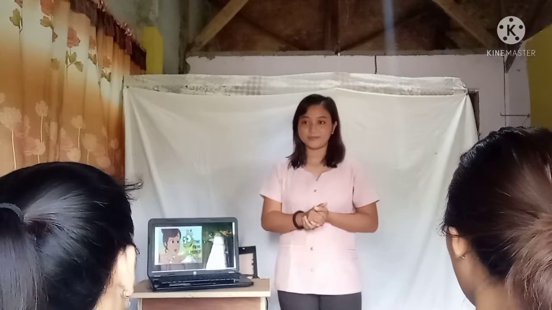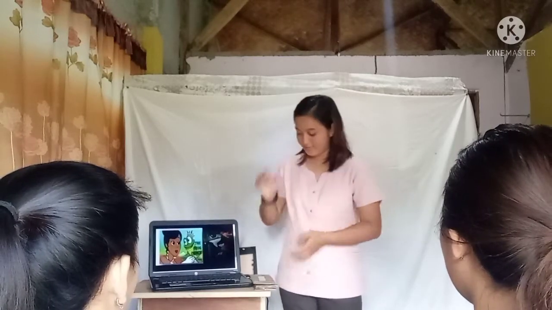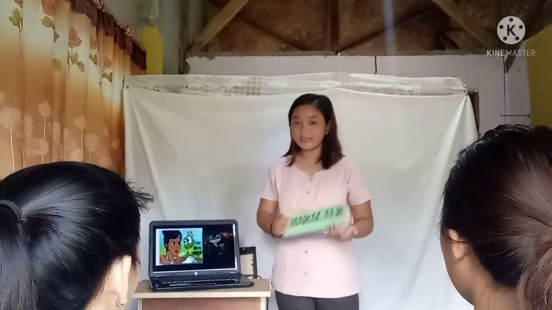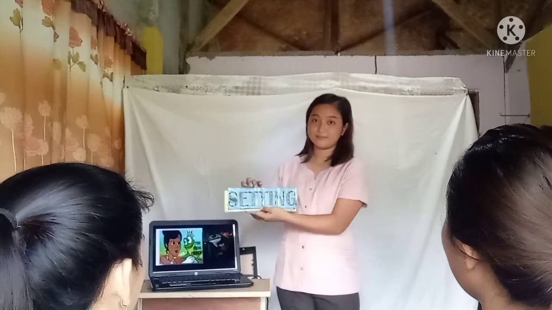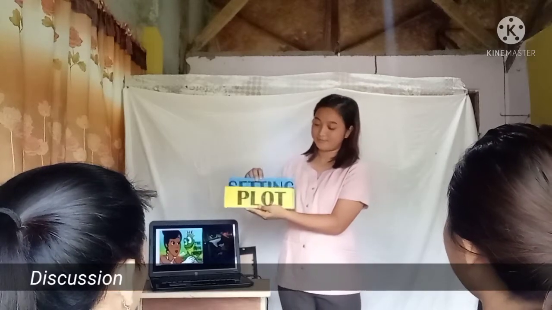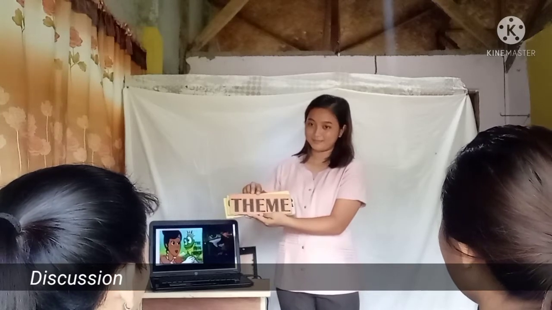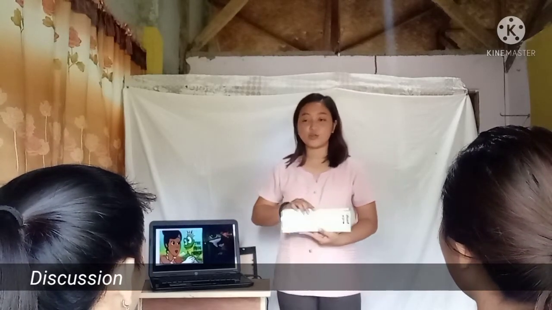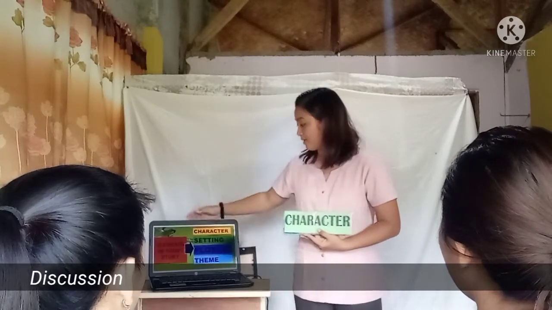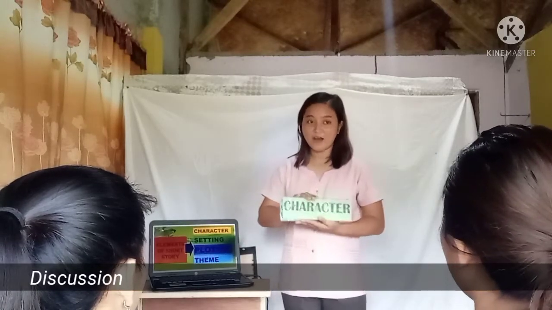Okay, let's start. So in short story, we have 4 elements. And these 4 elements are, kindly read: Character. Setting. Plot. And theme. Theme. Very good. So in the elements of short story, we have the character, setting, plot, and theme. Now let us have first the character.